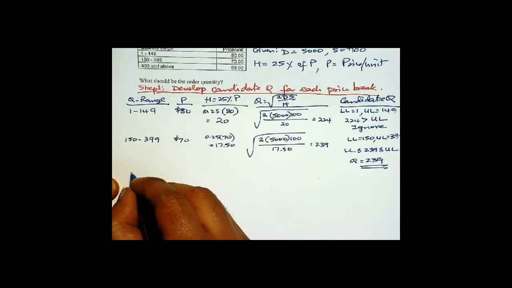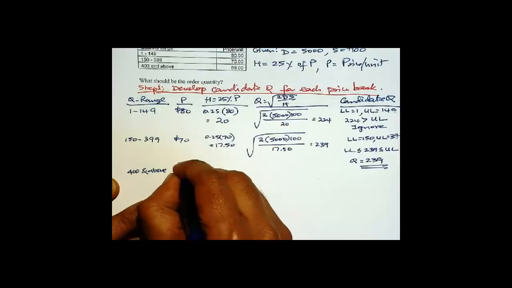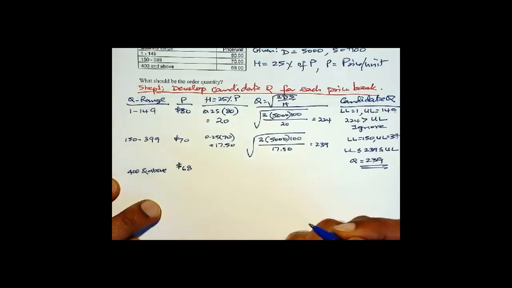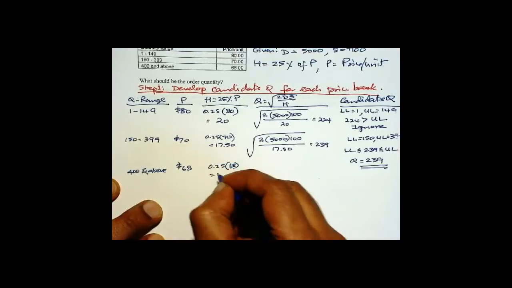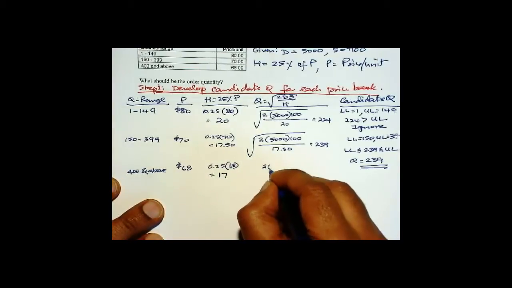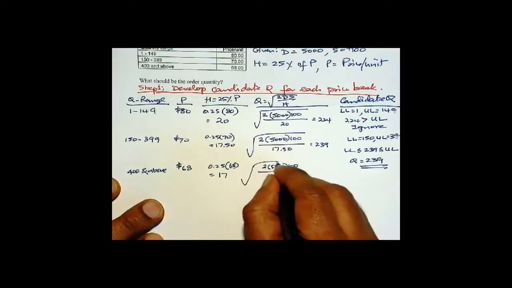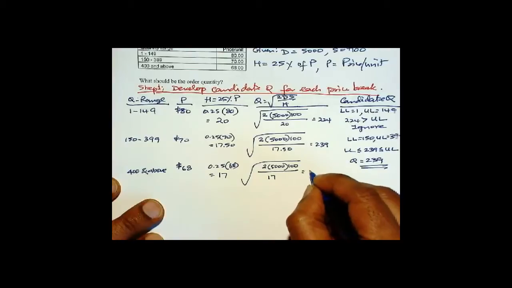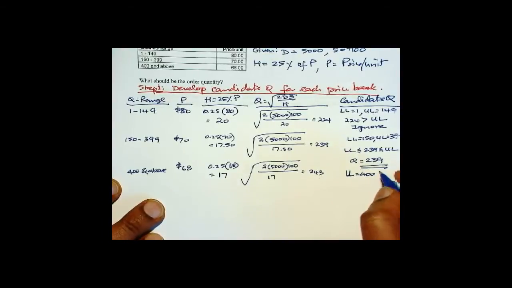Okay, the next is 400 and above. $68 is the price. So 0.25 times 68 is $17. So 2 times 5,000 times 100 over 17 is 243. The lower limit is 400. No upper limit here.